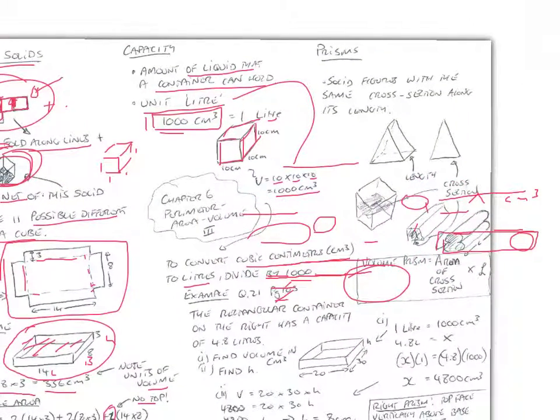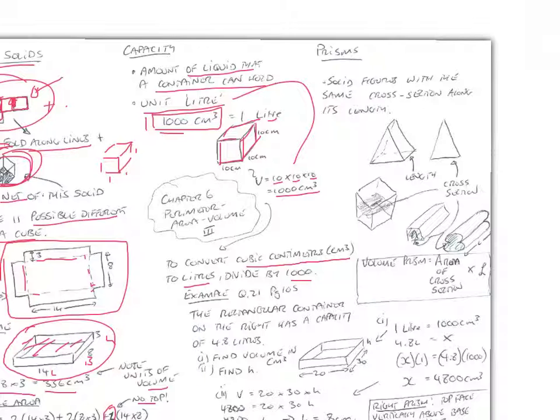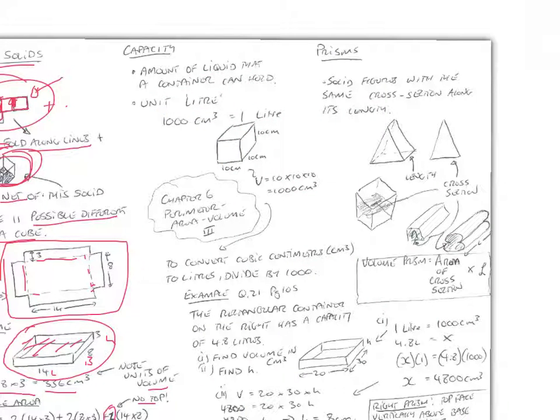Okay, let's talk about prisms. So, what is a prism? A prism is a solid figure with the same cross-section along its length. If you look at this shape here, that's the cross-section, and it's the same all the way in the background there, along this length here. So there's your cross-section, and there's the length, and it's the same shape all the way through. That makes it a prism.